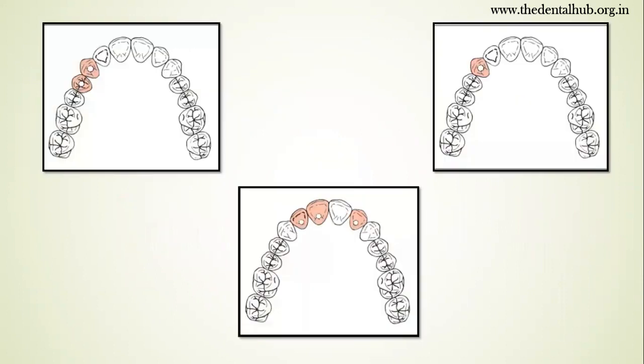So before signing off, I have this small activity. These are three situations, three schematic diagrams. The pink in these diagrams represents the missing teeth. So you can go back into the presentation or look into your books and draw up a treatment plan for all these three situations. Maybe comment as well, we can have a discussion.